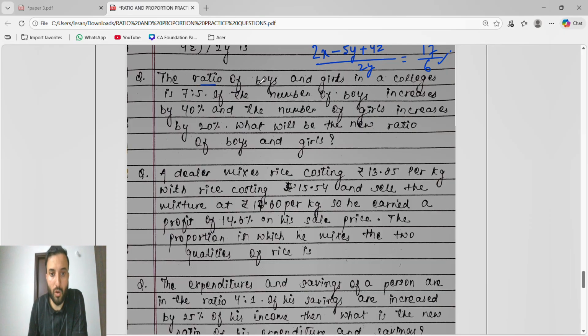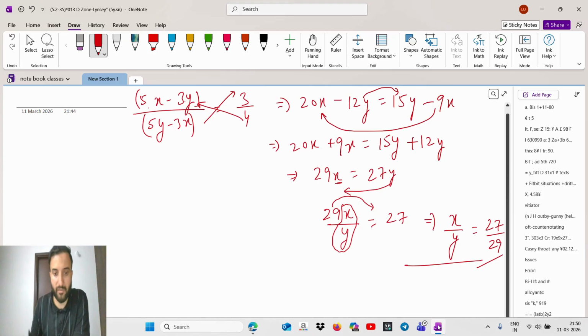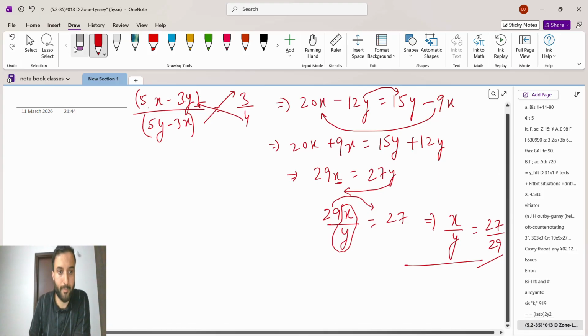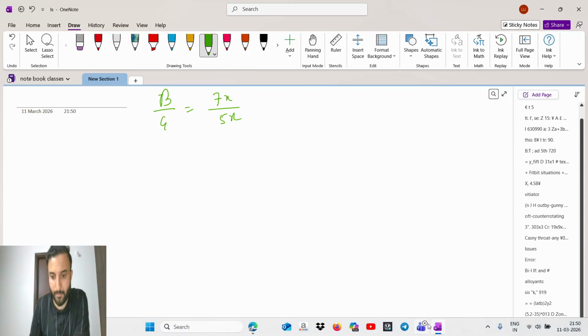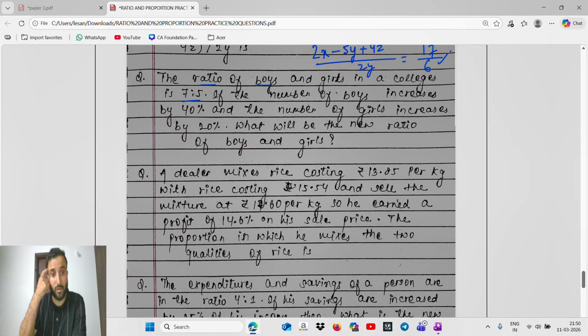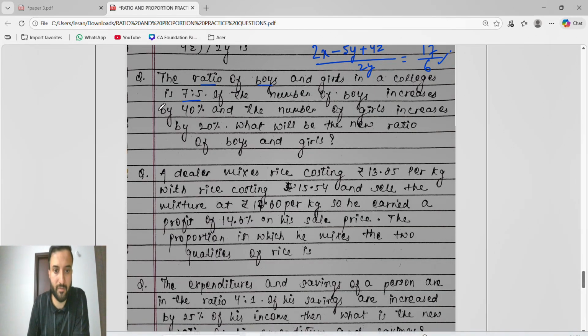The ratio of boys and girls in a college is 7:5. The ratio of boys and girls is 7x by 5x. The ratio of boys and girls in a college is 7:5, which means 7x and 5x.